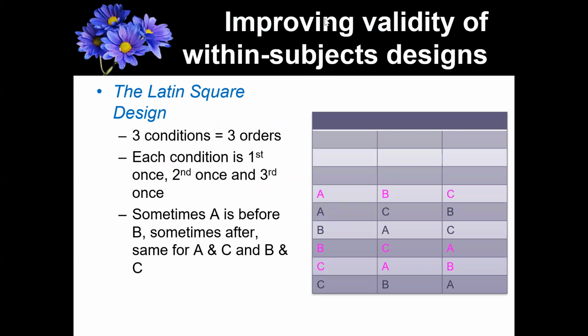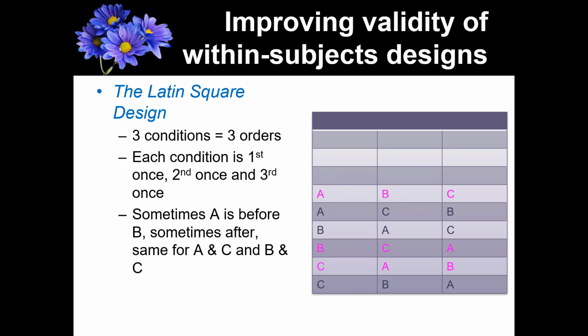So here's just another example of Latin square design. Again, 3 conditions will mean 3 orders. Each condition is first once, second once, third once, but then multiply it for number of people you're running. It's just the pink part here. So ABC, BCA, CAB. Again, everything is shifting one spot over, and therefore each condition will appear equally often in the first, second, and third spots.